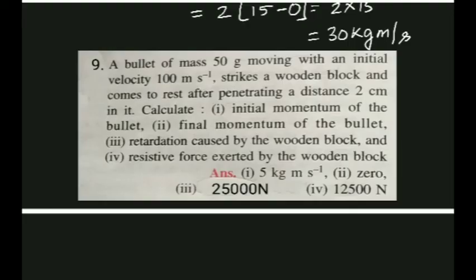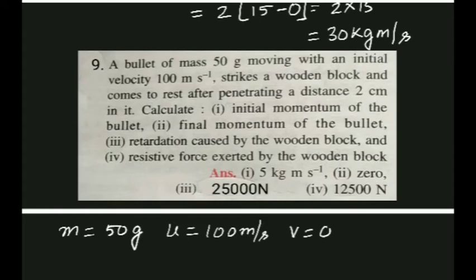Now come to question number 9. A bullet of mass 50 gram. So M equals to 50 gram. U equals to 100 meter per second. Strike a wooden block and comes to rest. Come to rest means V is equals to 0 after penetrating a distance. How much distance? 2 centimeter. So this also we have to convert into meter later on.